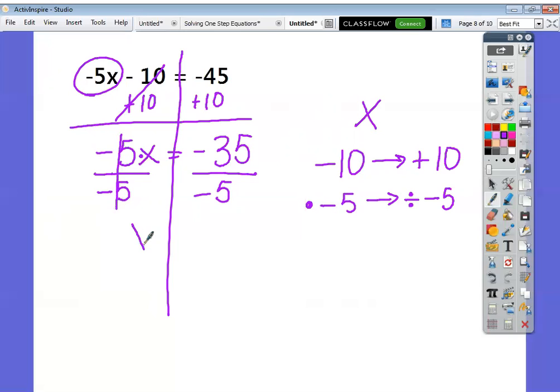1 times x is x. 35 divided by 5 is 7. A negative divided by a negative is a positive. And there's our answer.